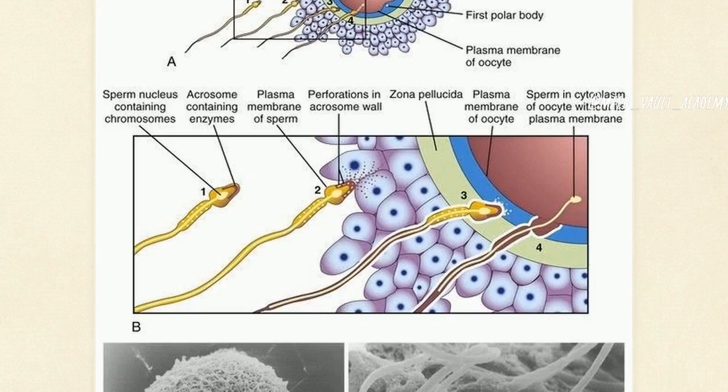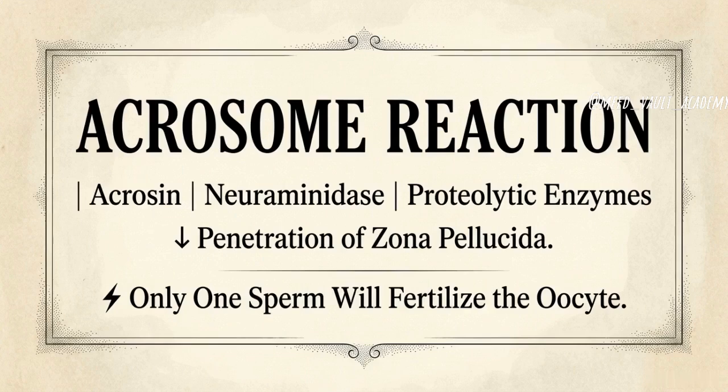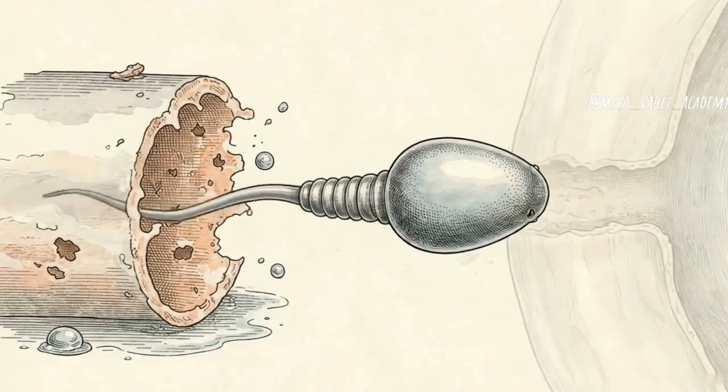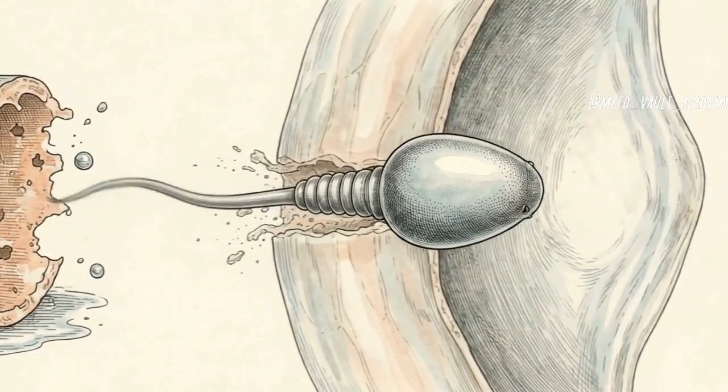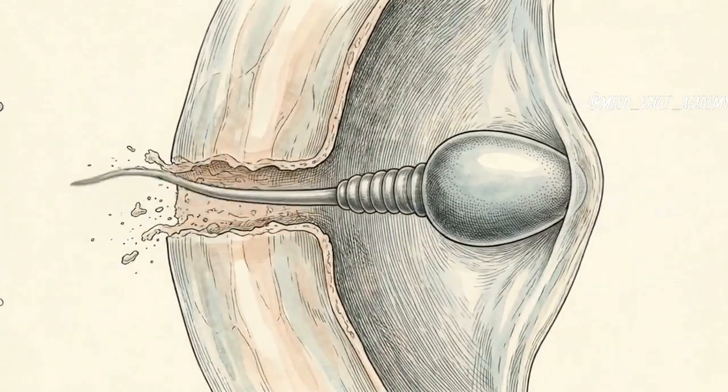As detailed in this technical source, the sperm's plasma membrane fuses with its outer acrosomal membrane, creating multiple perforations in the head of the sperm. These apertures allow for the release of a payload of proteolytic enzymes, most importantly, acrosin and neuraminidase. These enzymes literally digest a localized tunnel through the glycoprotein network of the zona pellucida. The sperm passes through this dissolved path, placing its head in direct contact with the plasma membrane of the oocyte.